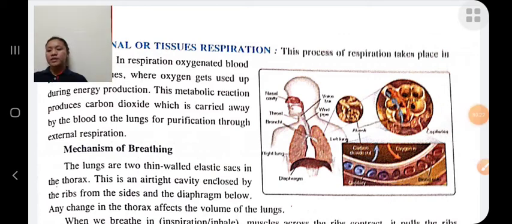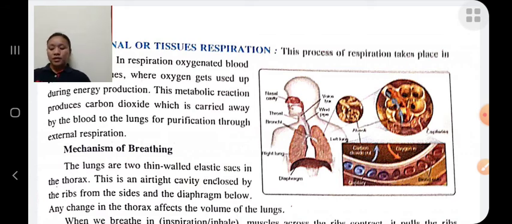Circulatory system means circulation of blood throughout the body. The circulatory system helps in the circulation of various nutrients, etc., with the help of blood.